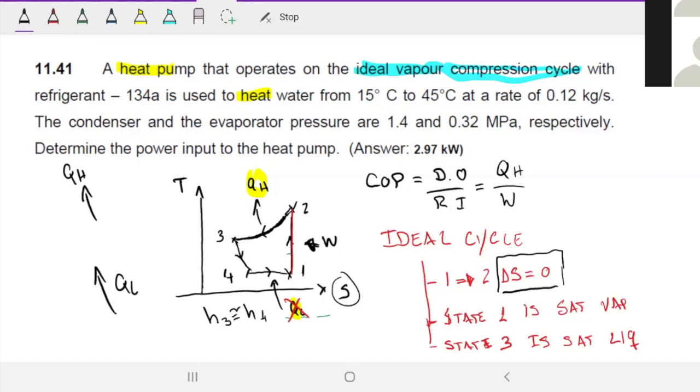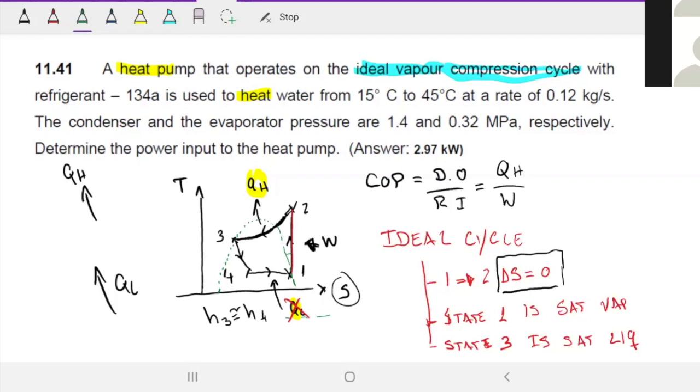So on an ideal cycle, what we know is that 1 to 2 is going to be isentropic, no creation of entropy. So watch out, it's different from having entropy equal to 0. State 1 is a saturated vapor, and state 3 is a saturated liquid. So when I'm drawing the dome, I'm drawing that little saturation line. When I'm drawing this, it hits precisely on 3, and then it hits precisely on 1. Okay, that's the ideal vapor compression cycle.